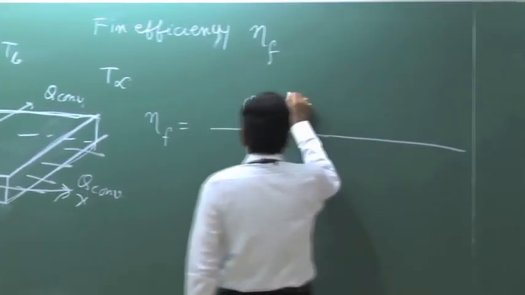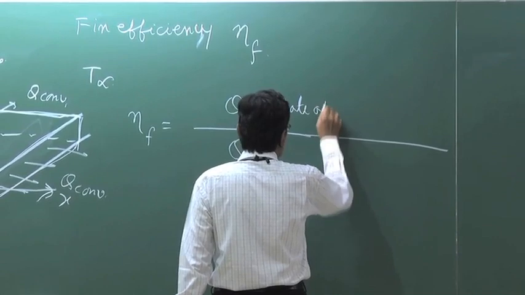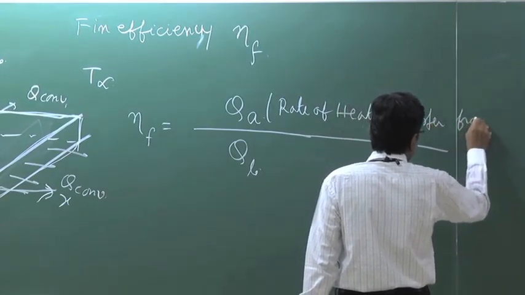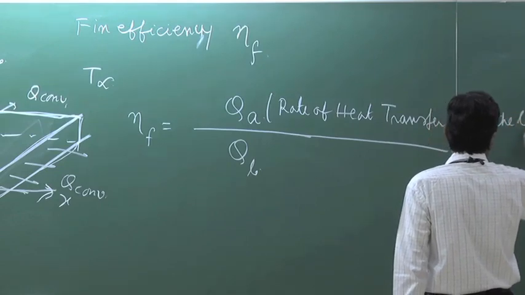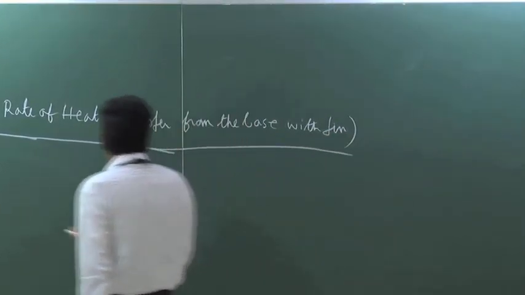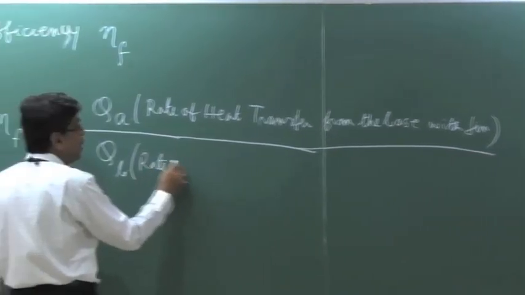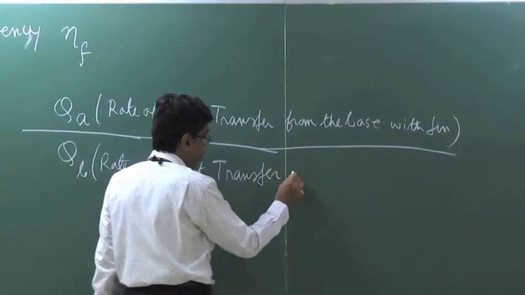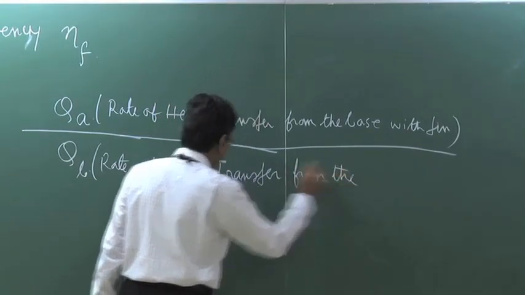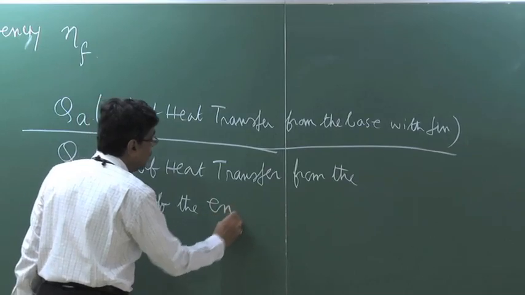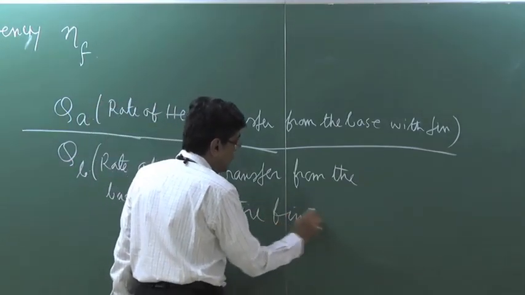So this is the definition. I may write this: rate of heat transfer from the base with fin. This is the actual rate of heat transfer, and this one is the rate of heat transfer from the base if the entire fin is at base temperature.